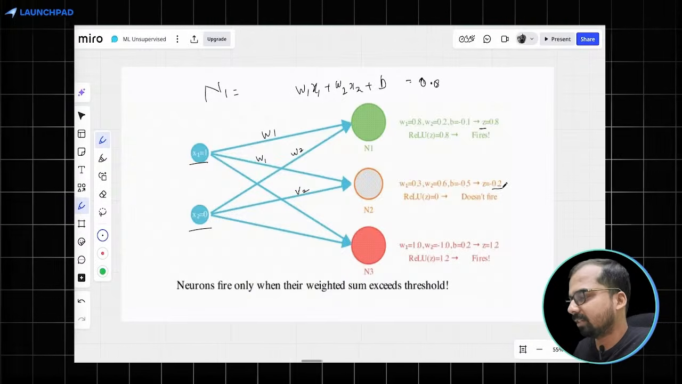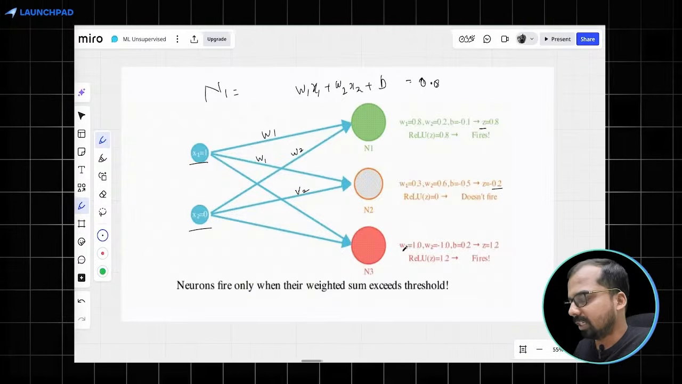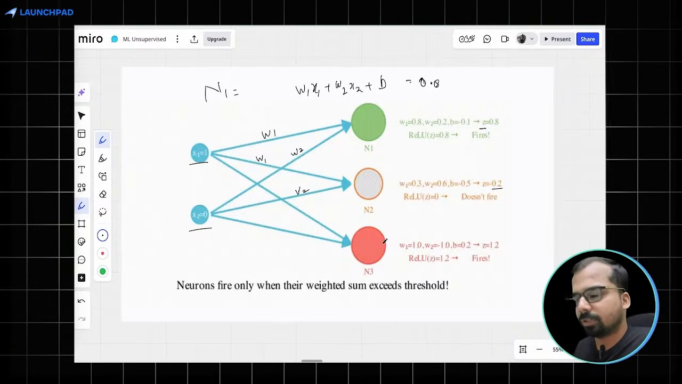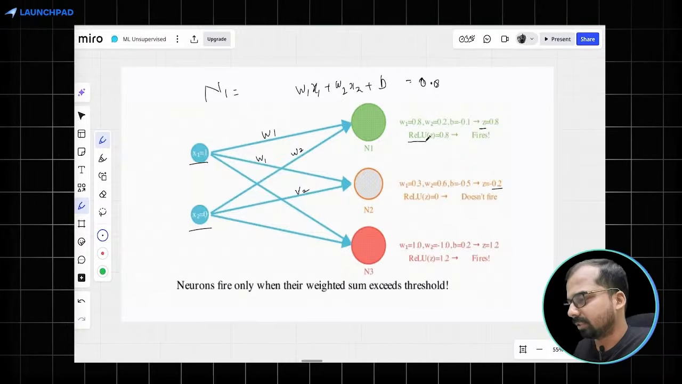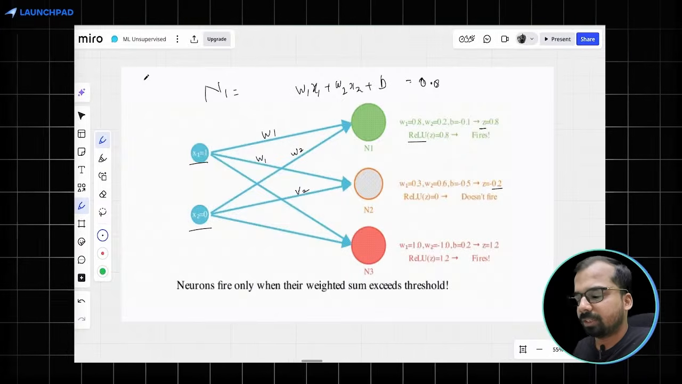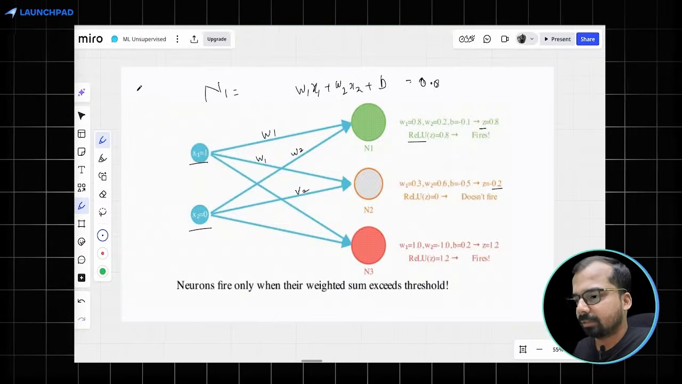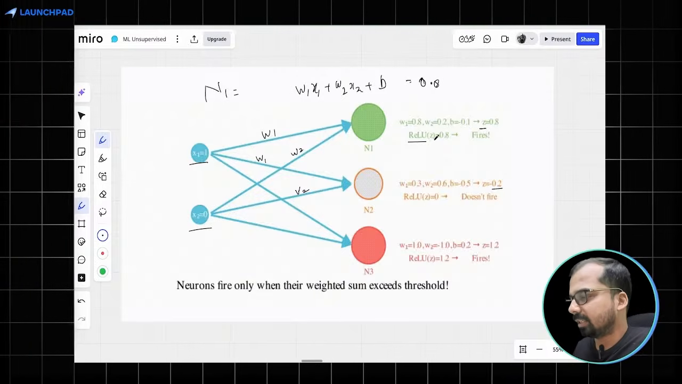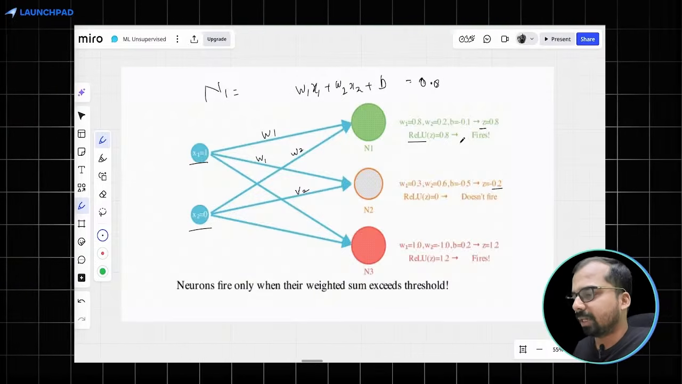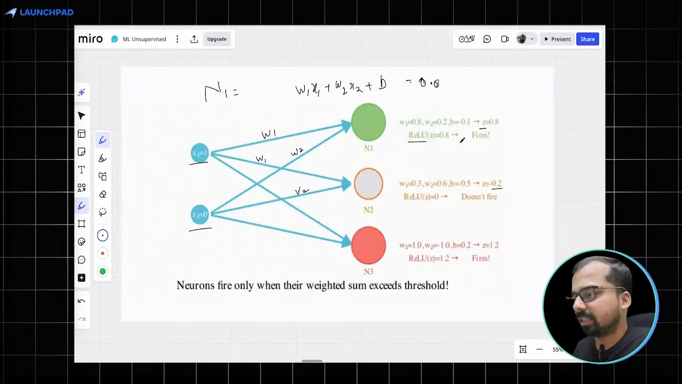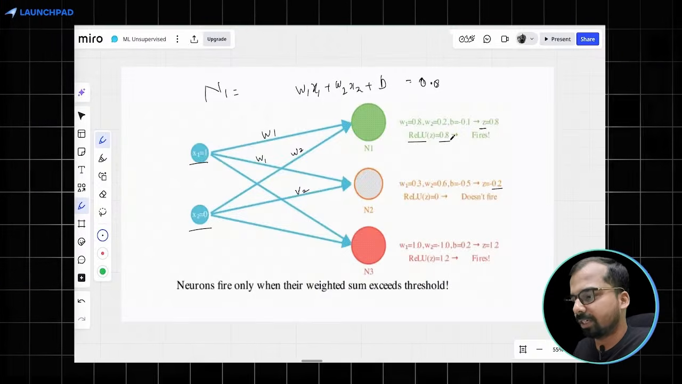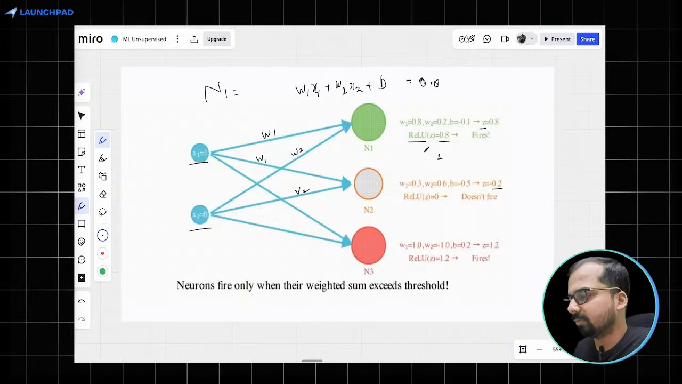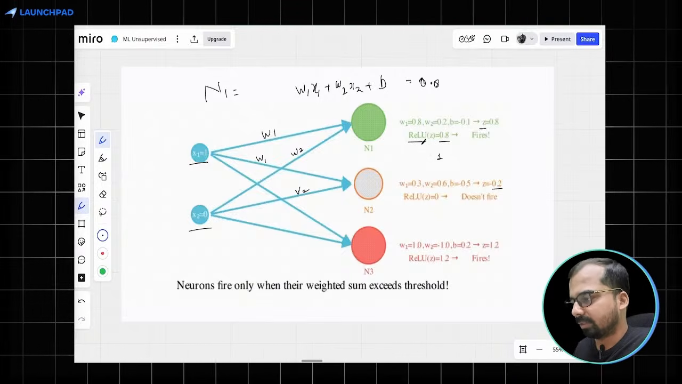There we get z equals 0.2, and the same thing will happen for the third neuron. Now here we have used the ReLU activation function. ReLU basically says that if the value is greater than 0, we say the output is 1, otherwise the output is 0. So here the value is 0.8, which is greater than 0, so the output of the ReLU activation function will be 1.